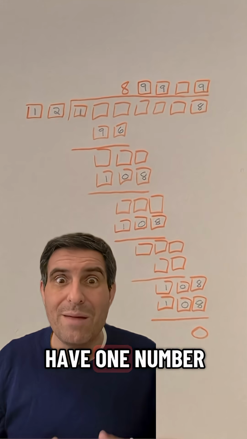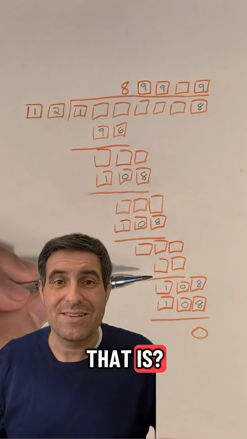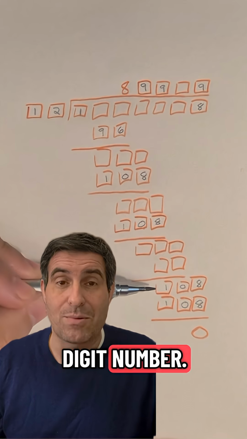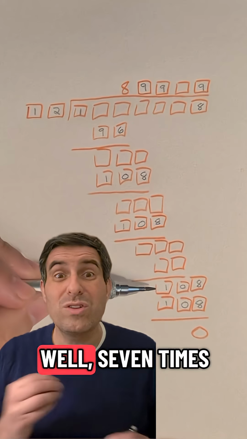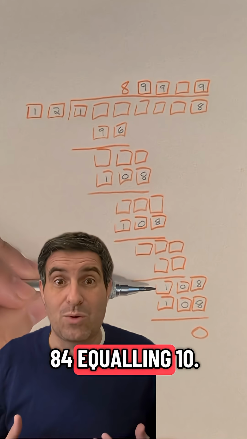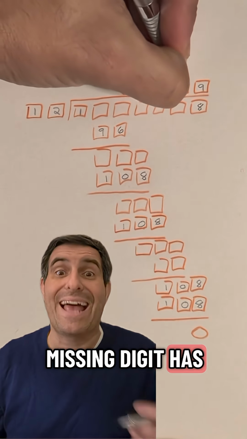So we still have one number missing in the quotient. How can we figure out what that is? Well, if you look right here, you see that you have a 3-digit number minus a 2-digit number is going to have to equal 10. Well, 7 times 12 is only 84, and you can't have a 3-digit number minus 84 equaling 10, which means that that missing digit has to be 8.